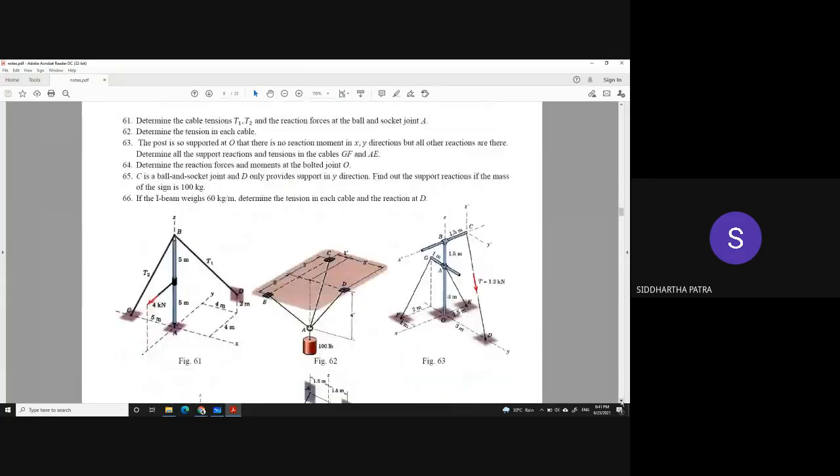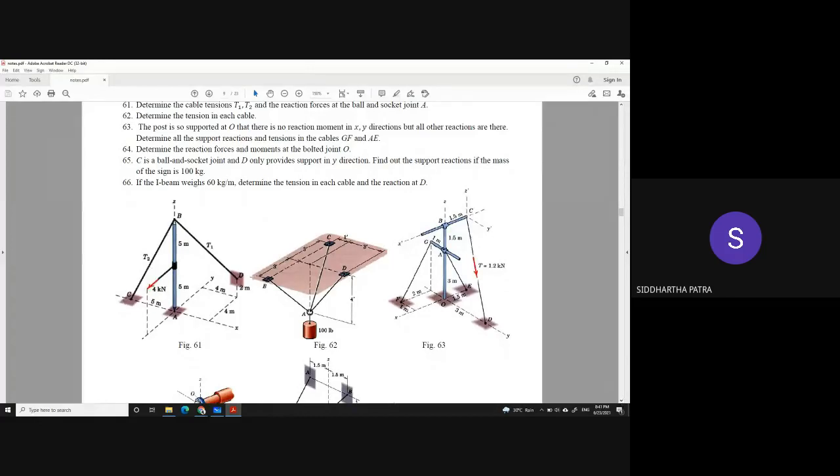So let's start solving this problem. In the first problem, problem number 61, you have at A a ball and socket joint, and the two unknowns are T1 and T2.